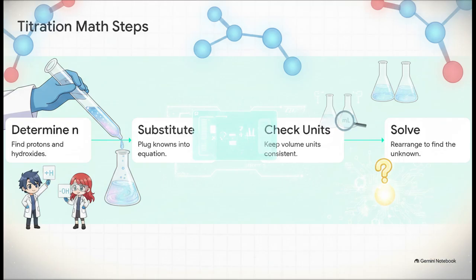First up, just determine your N values by looking at the chemical formulas of your acid and your base. Second, substitute the 3 known values you already have, which is usually the molarity and volume of your titrant plus the volume of your unknown sample. Third, just double-check that your volume units are exactly the same on both sides. They don't even have to be liters. Milliliters work perfectly fine as long as they match up. Finally, you just use some basic algebra to rearrange the equation and solve for that one remaining unknown molarity.